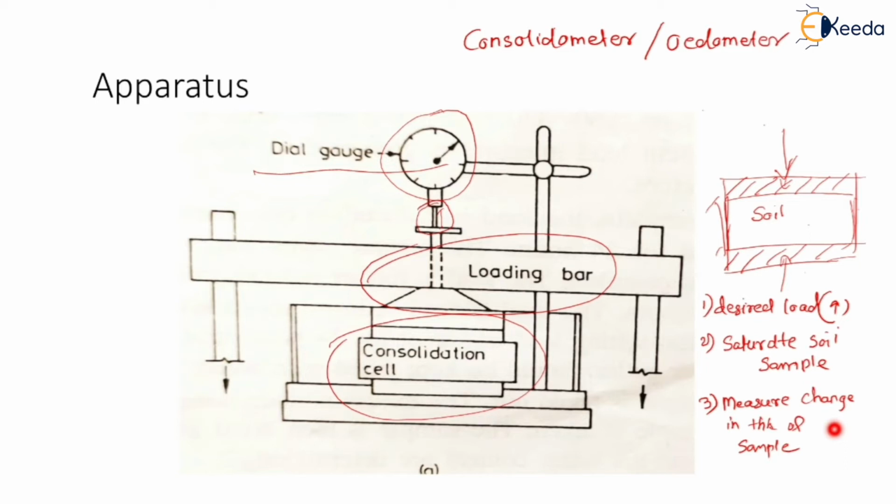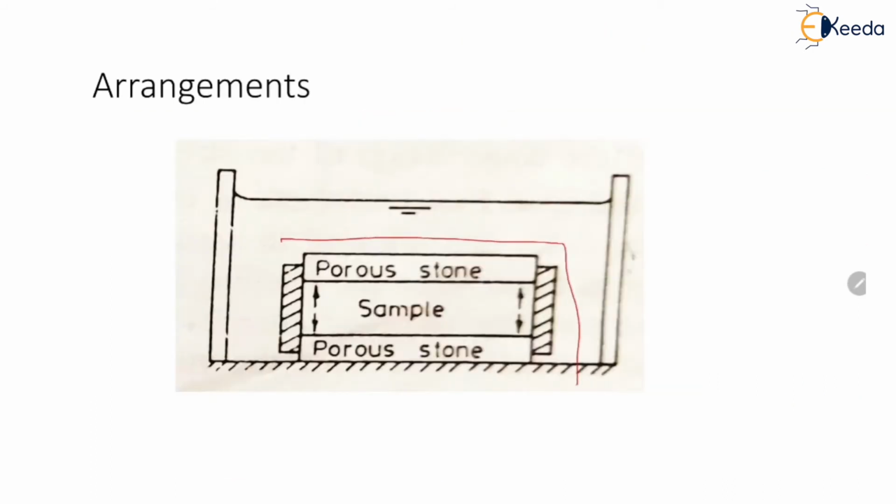The cell is also provided with a perforated pressure pad for the uniform application of the load. The load is either applied by hanging a weight at the center of the pressure pad or by lever arrangement. This is the enlarged view of the consolidation cell.